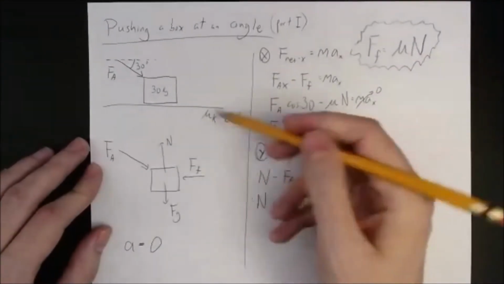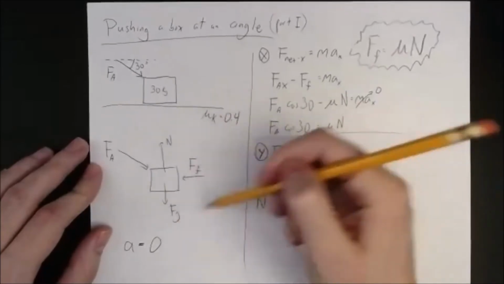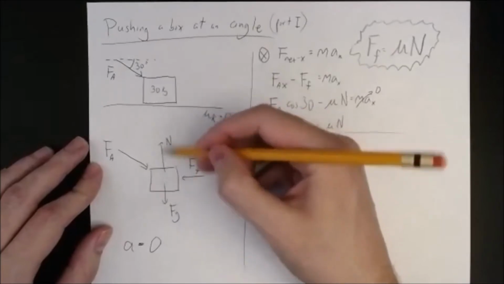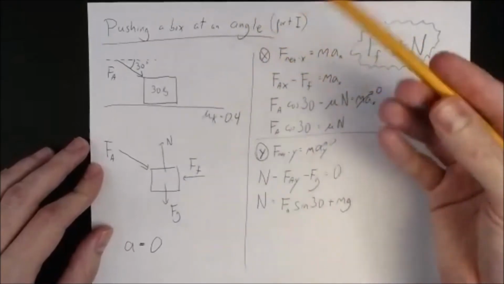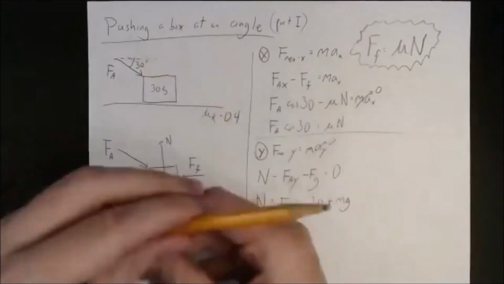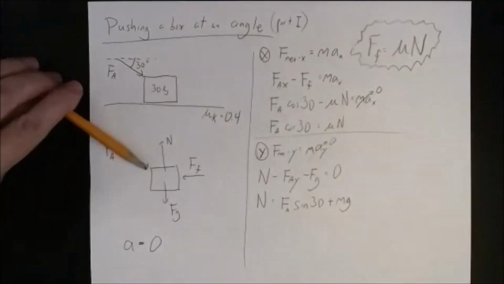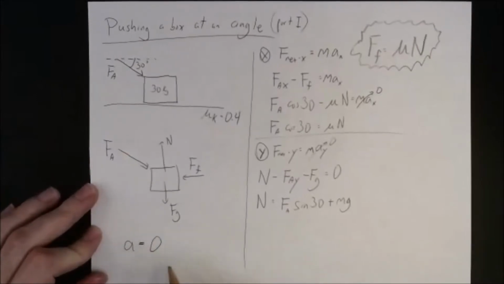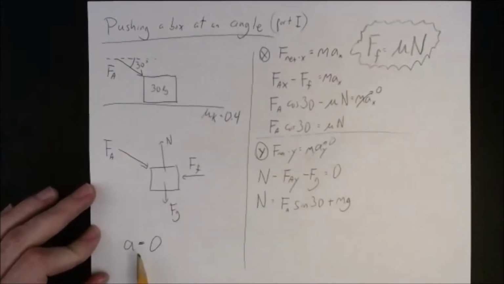I can make a free body diagram right there. We've got the force of gravity pulling down. We've got the normal force preventing it from falling through the floor. We've got the force of friction saying, no, I don't really want to move. And we've got the force applied saying, yep, you're going to move. And we know that the acceleration in this particular problem is 0.